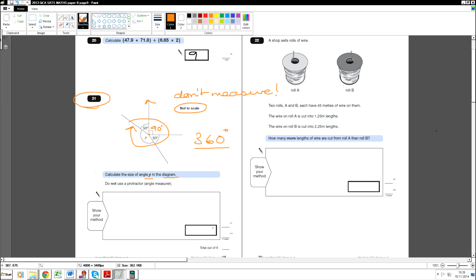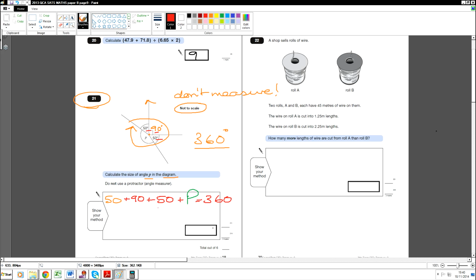So let's have a look at how many degrees we have so far. We have 50, 50, and we have 90, and we have 50 again. And then we have the angle P, which is what we've got to work out. And then what's it all equal to? 360. This is called forming an equation. So all of these angles add up to 360.